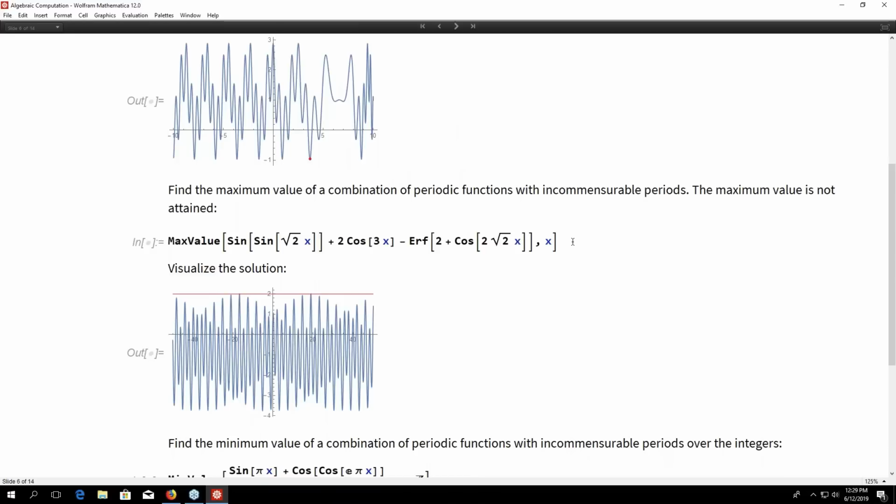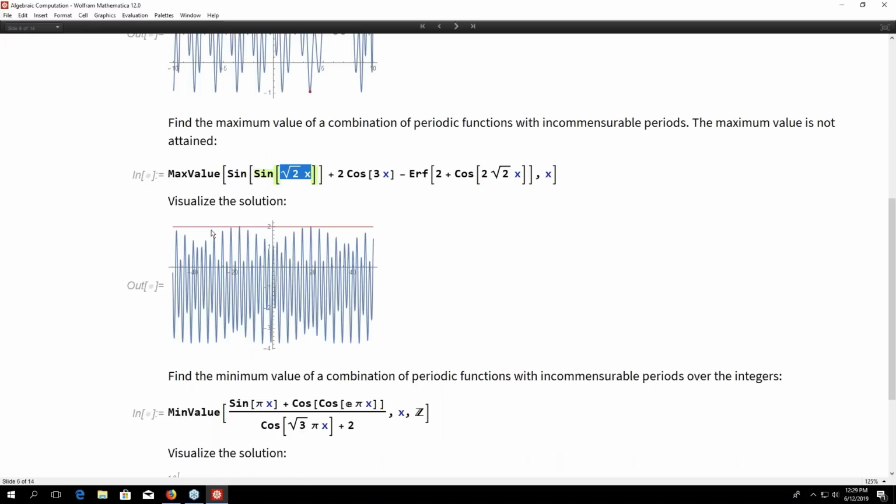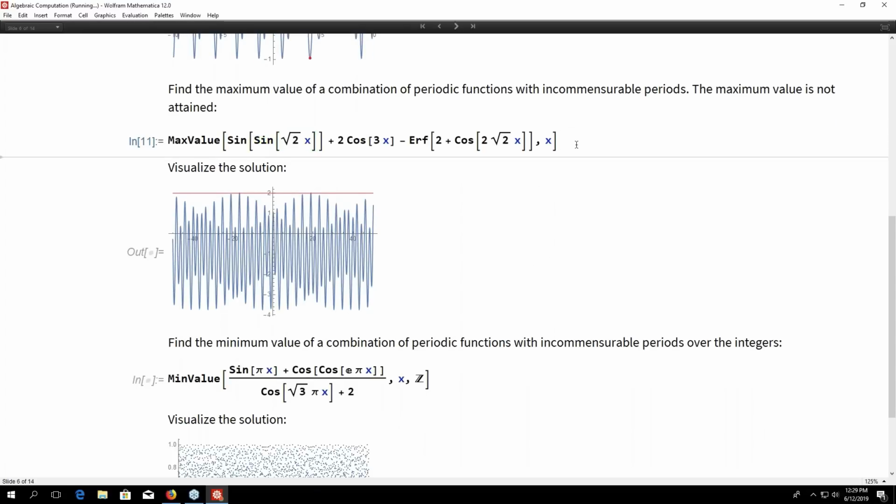Another class, so we can find the maximum value of a combination of periodic functions with incommensurable periods. So we have sine of square root of 2 times x and cosine of 3 times x. So the ratio of the periods is not a rational number. And so we get the maximum value, which is never attained, but this is the global maximum value of this function. And let me compute the value, which takes a while.